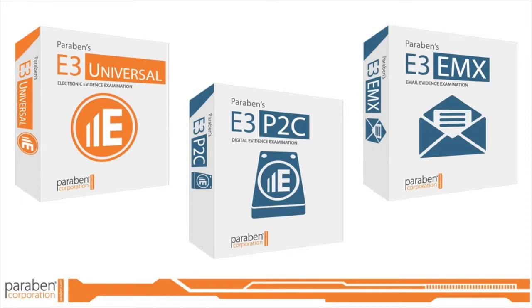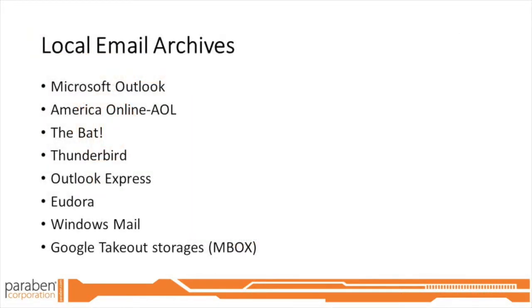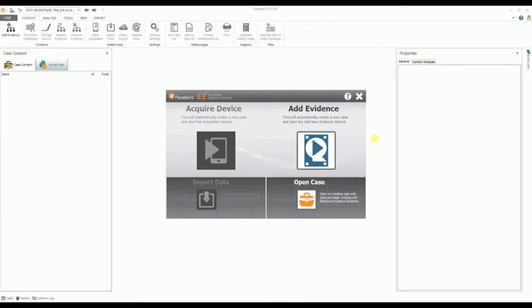from different email clients such as Microsoft Outlook, AOL, The Bat, Thunderbird, Outlook Express, Eudora, Windows Mail, as well as Google Takeout Storage, and Box. This tutorial will guide you through the process of email database analysis within E3.